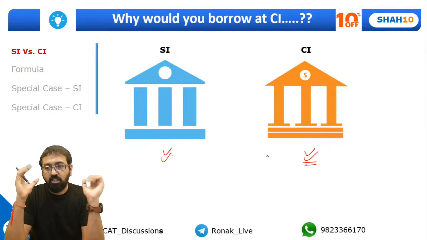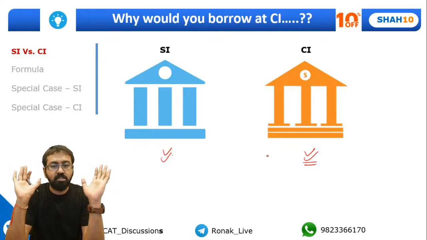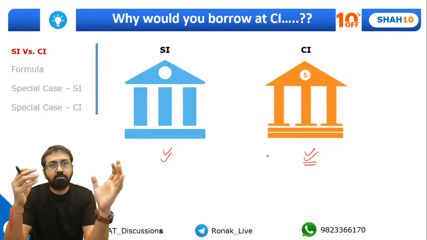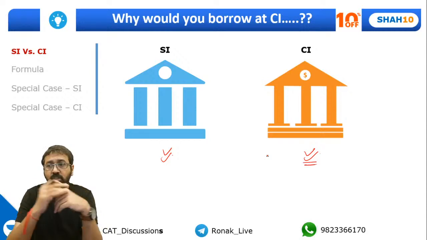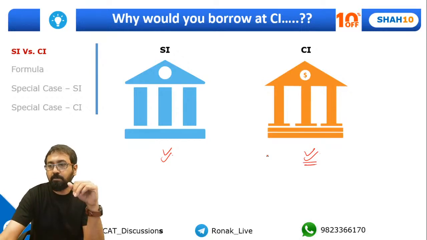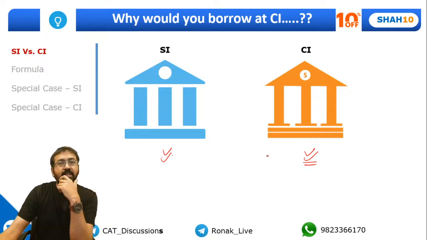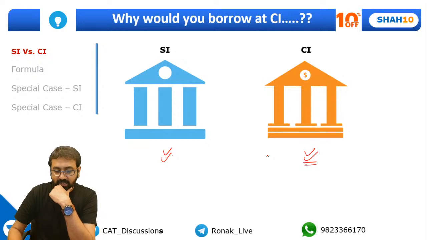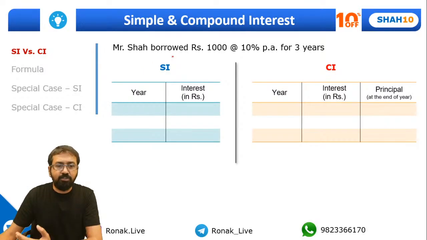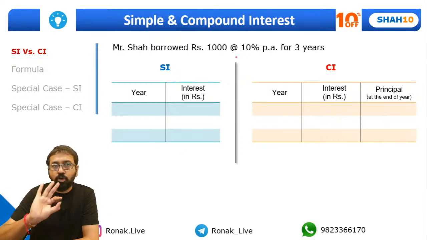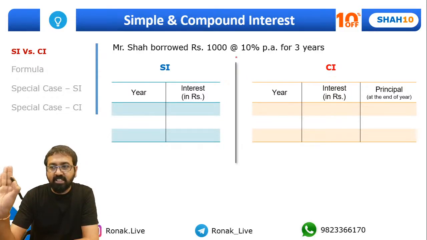So guys, come on. Why would you borrow at compound interest? Both of these can come in the picture when you borrow money. Suppose you want it for your education loan. Any idea? Okay, let's do one thing. Let's quickly look at the calculation of SI and CI once again, which of course you are pretty clear. I'm not looking at formula right now. I'm just looking at the calculation. Maybe it would give you some hint.